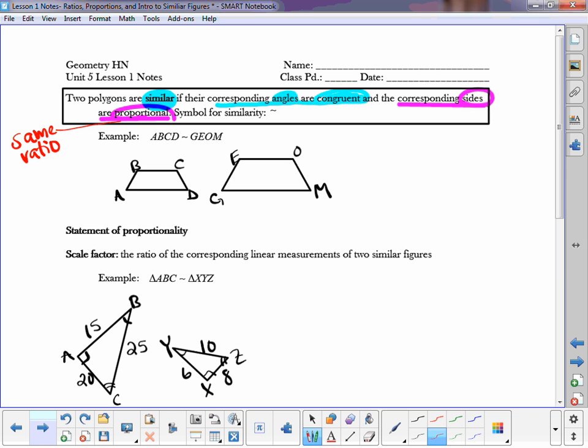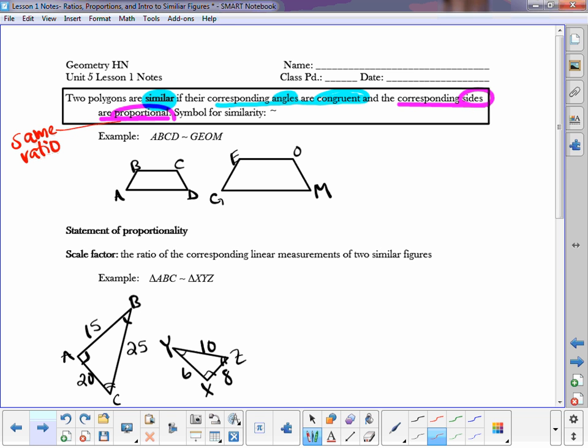Right? Same ratio. Because again, a proportion has two ratios that are equal. So if my sides are proportional, they have the same ratio. And the symbol for similarity is just that squiggle. We don't have the equal sign underneath, just the squiggle. Okay, so before we dealt with congruent figures, now we're dealing with similar.